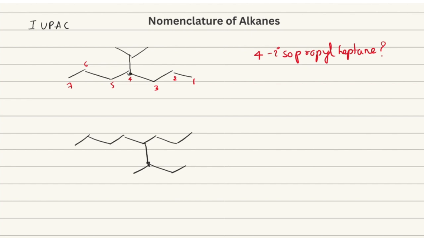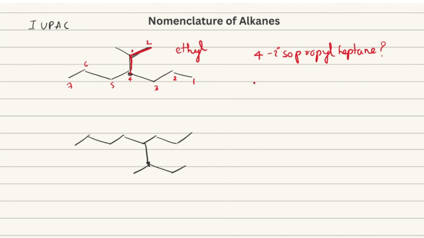For that, what you have to do is choose the longest chain from the branch. What does that mean? On the fourth carbon, there is a chain of carbons with two carbons in the longest chain. So it's an ethyl. To the ethyl, there is a methyl group, at the first position. Therefore, this group can be called 1-methyl ethyl.